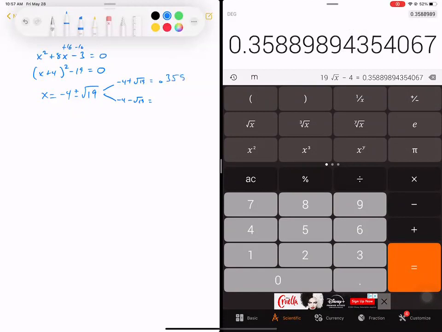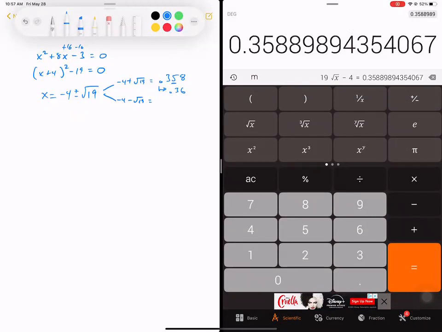Our answer is 0.358, right? But what happens if we need to round off? IXL is going to ask you for the nearest hundredths. The hundredths place is right here. So this is actually 0.36. If we are typing this in IXL, that's the number that they want.